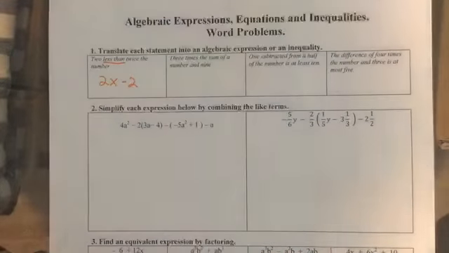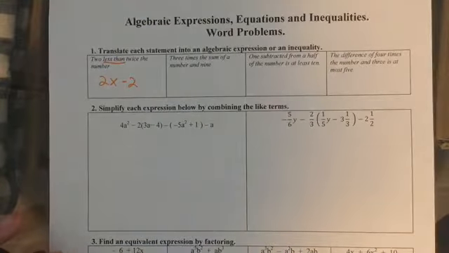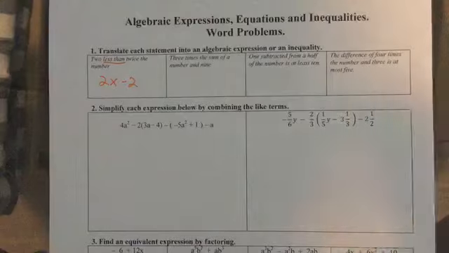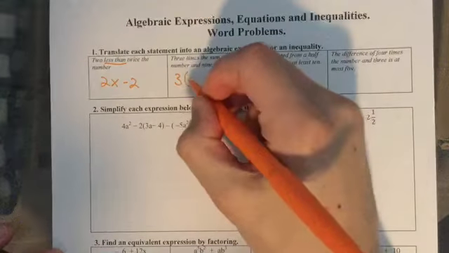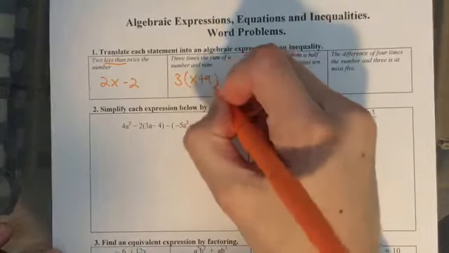3 times the sum of a number and 9. Sum means add. 3 times the sum, we're going to need a grouping symbol. So 3 times the sum of a number and 9.